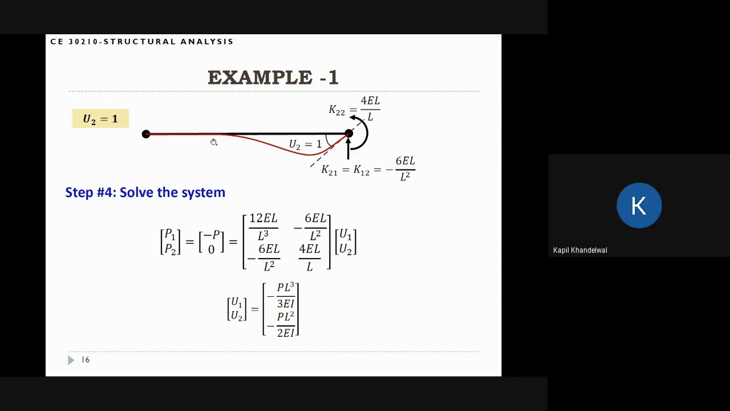If we do this quick algebra, you can see that this is our system now: PF, which is minus P and 0, is KFF, this is our KFF here, times UF. And we can solve this system in symbolic form. If I solve it, we'll get U1 and U2, the two unknown displacements. The first displacement is the vertical displacement. The second displacement is actually the rotation.